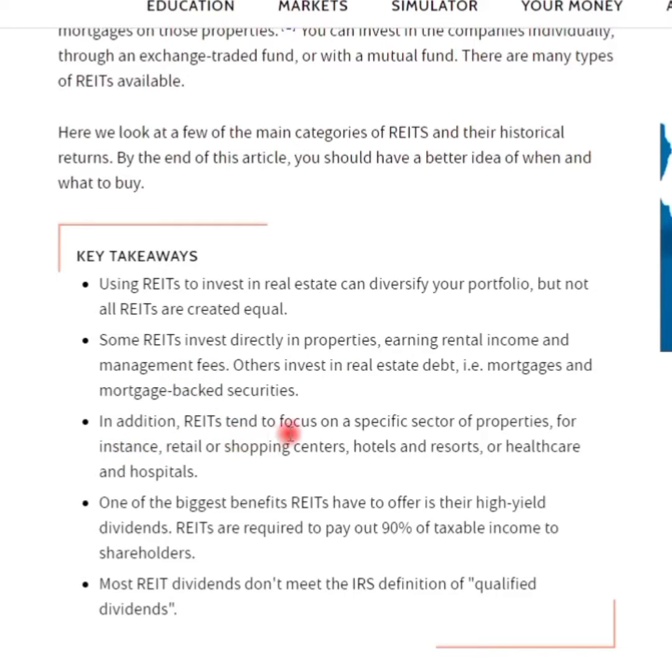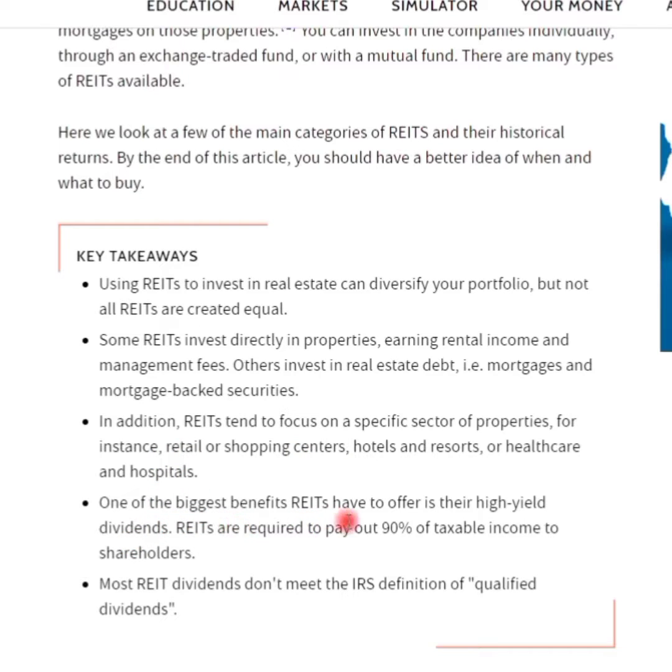In addition, REITs tend to be focused on a specific sector of properties. For instance, retail or shopping centers, hotels and resorts, or healthcare and hospitals.